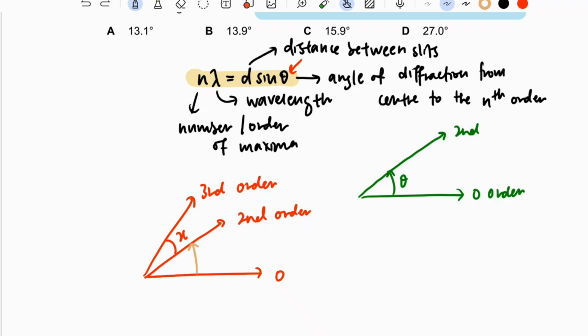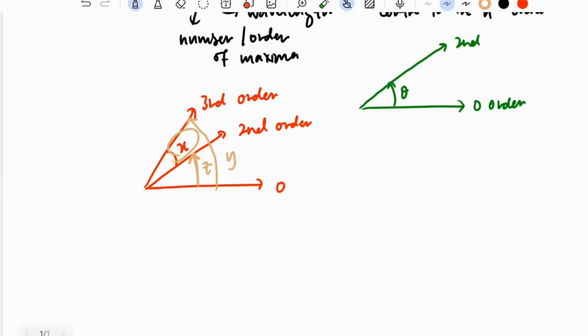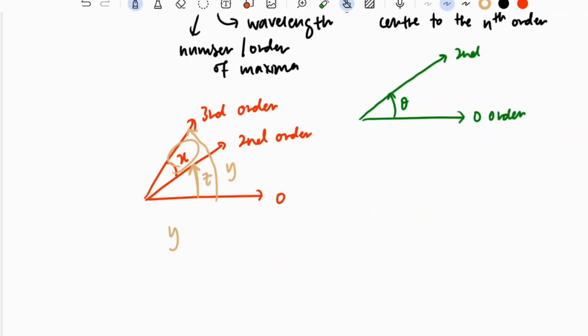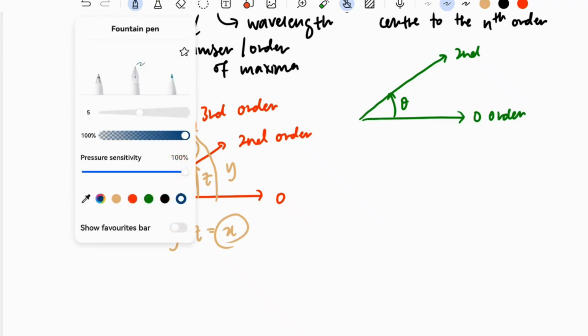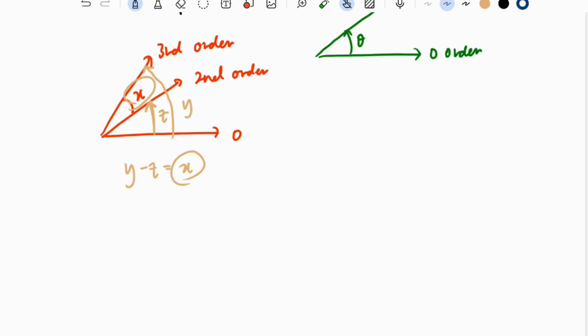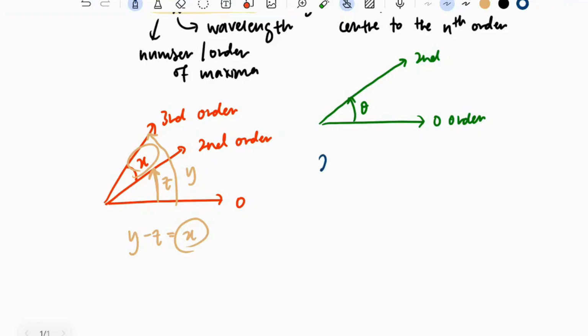It depends. So what we can do now is, first we can find the angle of third order, then find the angle of second order, then subtract, and you will get your x. So if I label the angle for the third order as y and second order as z, then to get your x, or what the question wants, you just take y minus z and you will get your x. Easy as that. So now let's substitute our values in the equation. Okay, so let's start by finding second order first.